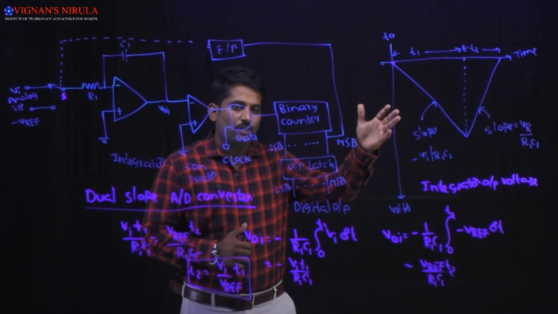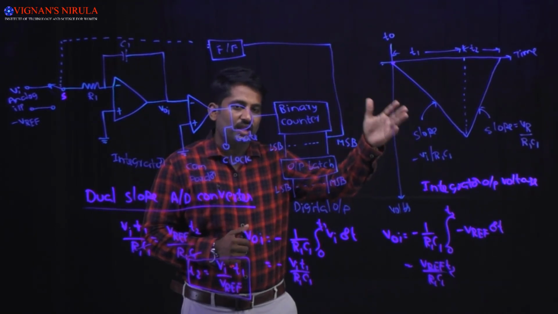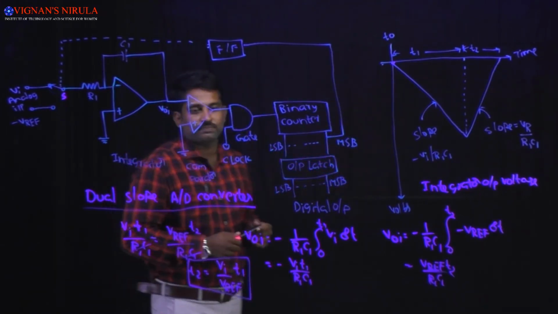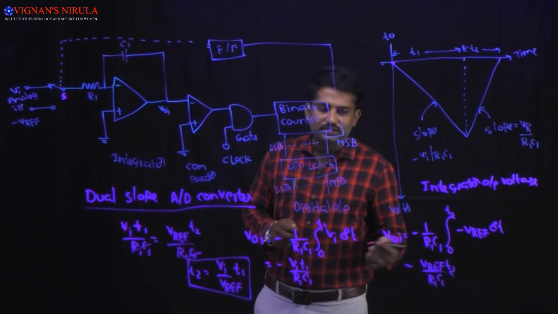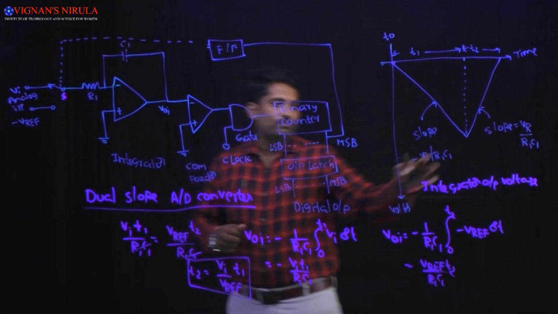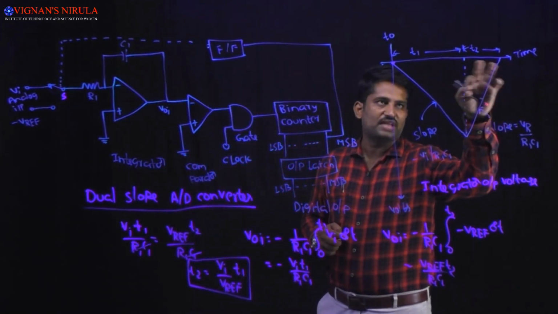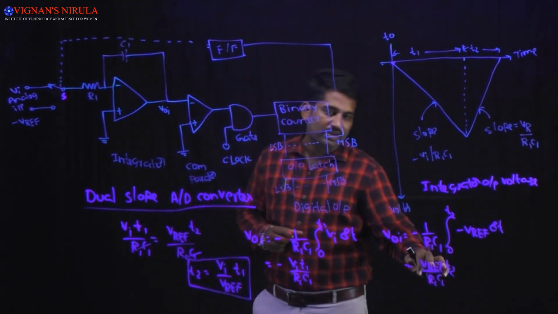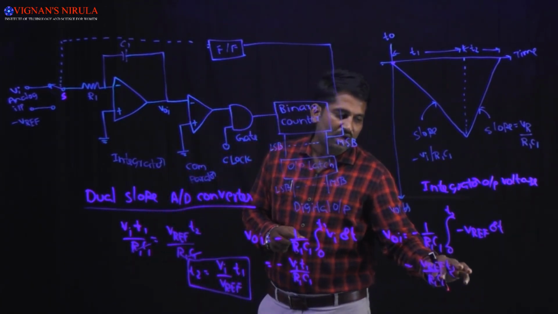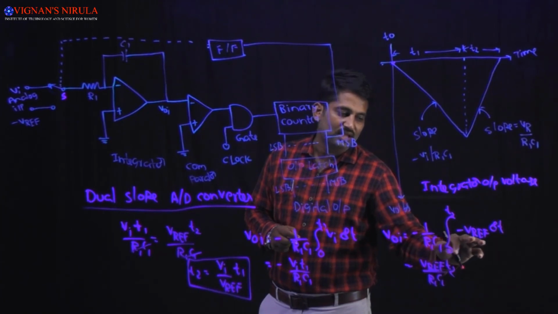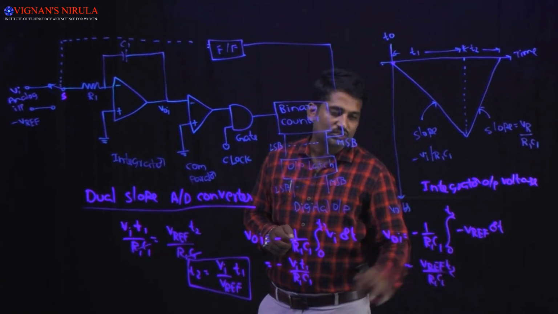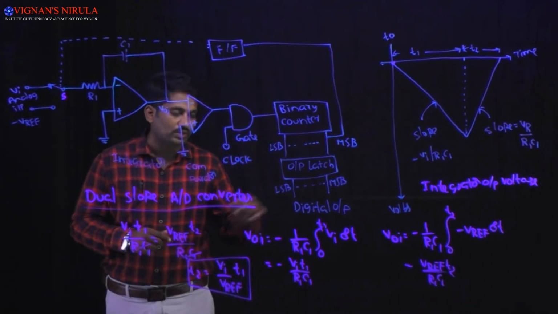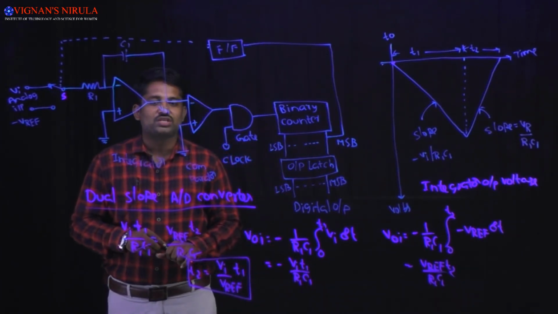Once it disables the AND gate, it stops the clock pulses reaching the binary counter. The counter will be stopped at the count of the number of clock pulses in time period T2. Now in the time period T2, the V0 I is taken as minus 1 by R1 C1 into integral from 0 to T2 of minus V reference dt, which is nothing but V reference into T2 divided by R1 into C1.